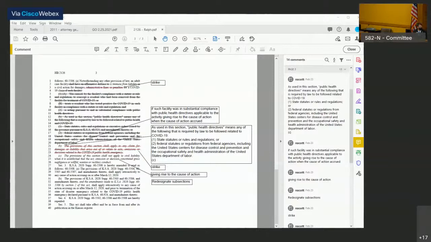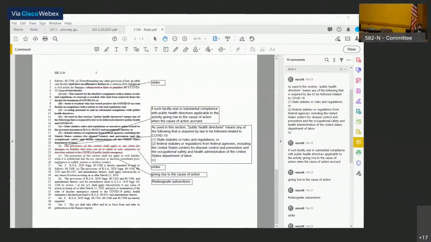The language that we've now included provides that the facility was in substantial compliance with public health directives applicable to the activity giving rise to the cause of action when the cause of action accrued. This language is similar to other language we've used in other parts of the act, under 605501 through 605508. Although there is stricken language, we struck out "acting pursuant to," and the language now just reads if the facility was acting in substantial compliance with public health directives.